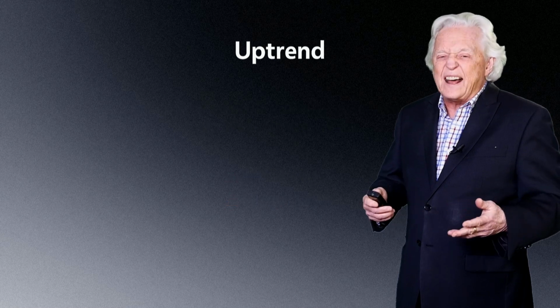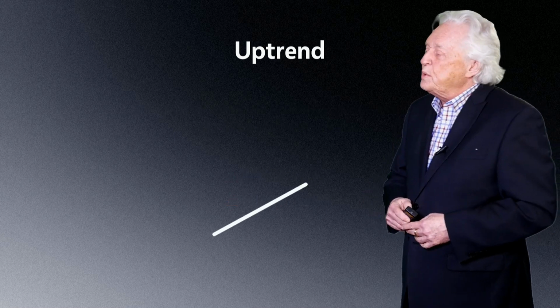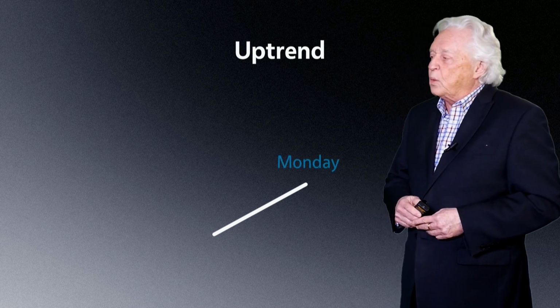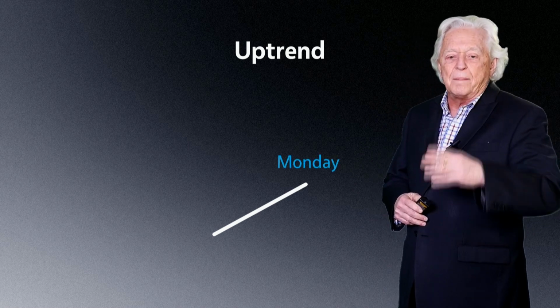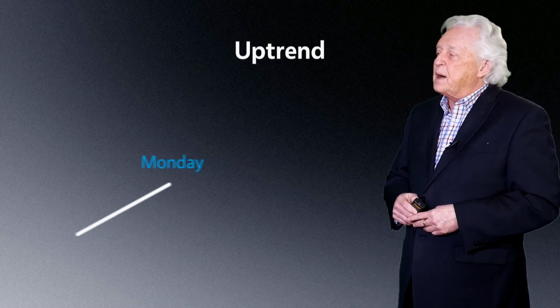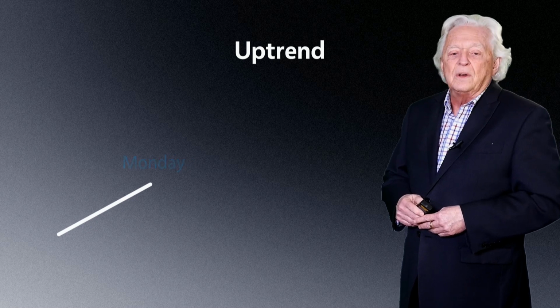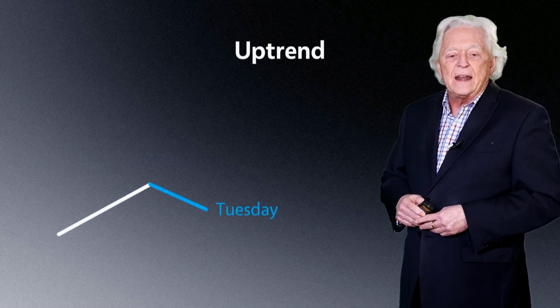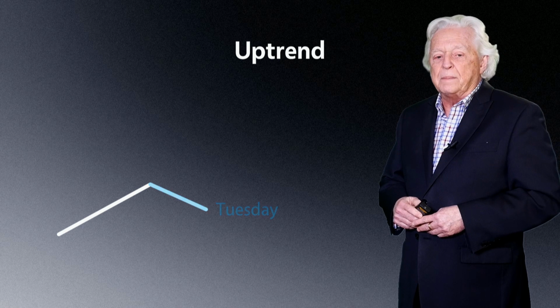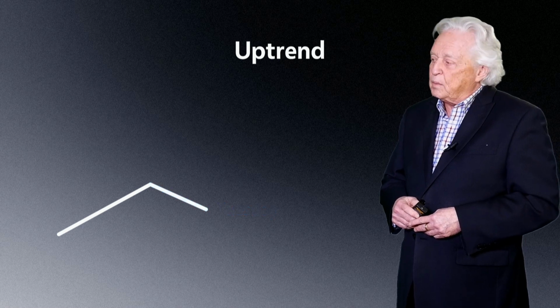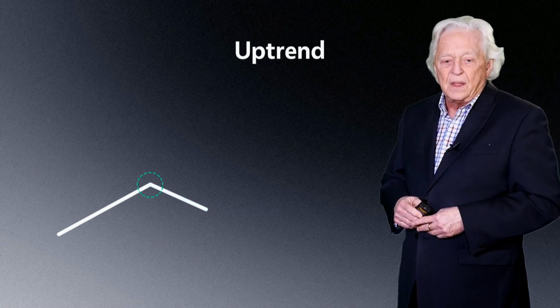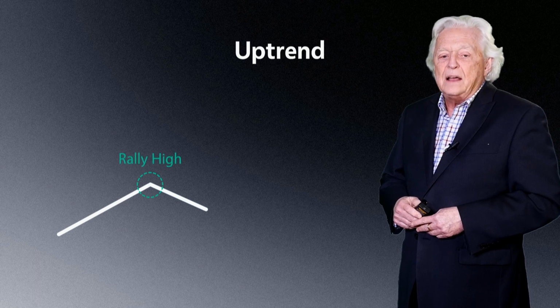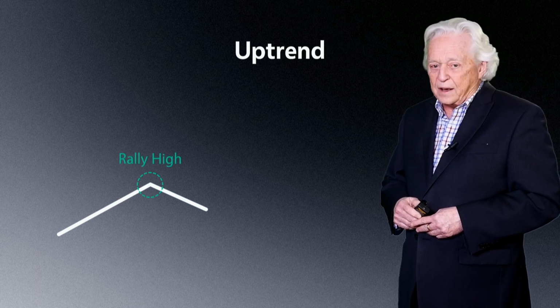But how do you see that on a chart, right? So let's assume we get a line coming up just this way. We'll call that Monday. So we had an up day on a Monday. Then the market, I'll move that over for you, slips back. And on Tuesday, we get the market coming down. What do we have right here? Well, we have an apex, I think you'd agree. And that apex is going to be what I call the rally high.